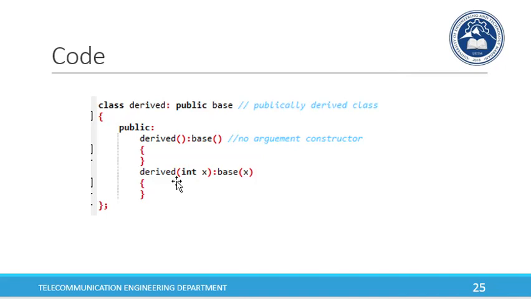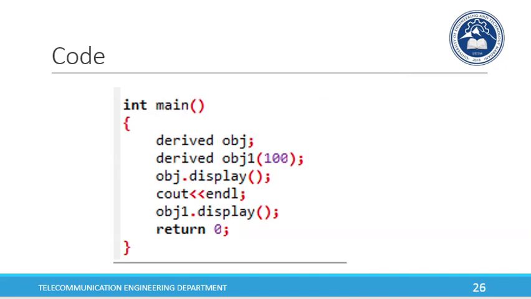This is the same as we are deriving classes. So in the same case we will inherit the constructors. So here the derived with the colon base, and then derived int x, and then base x. Now in main we have created objects as we have two constructors, one with no argument while the other is with x. So here we will create two objects, and these are with class derived, and then we will simply display.